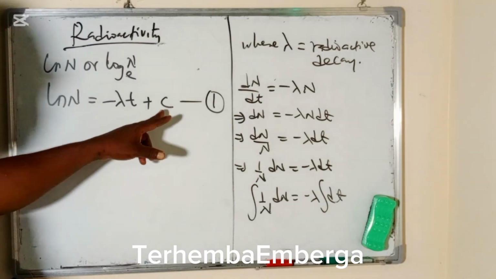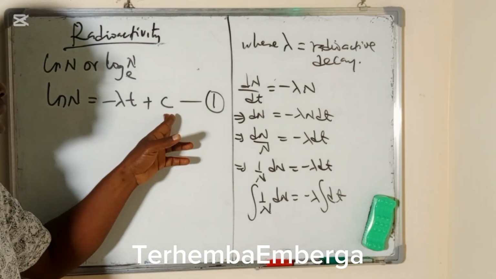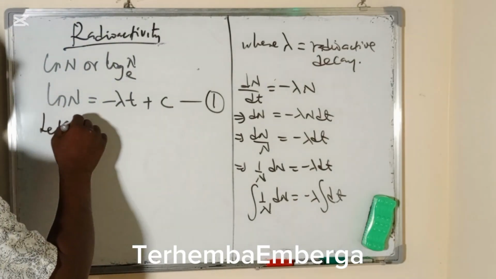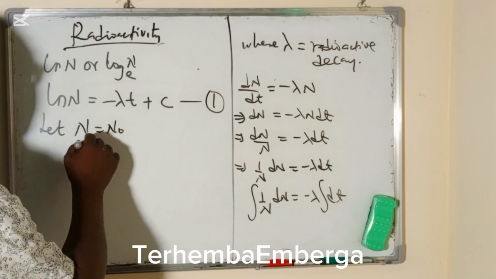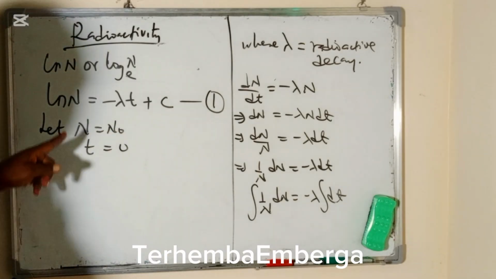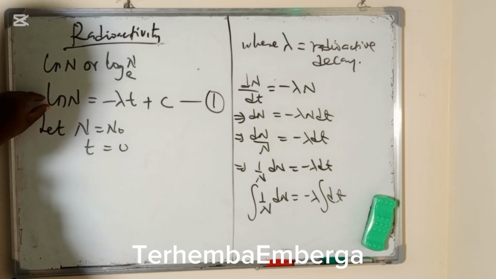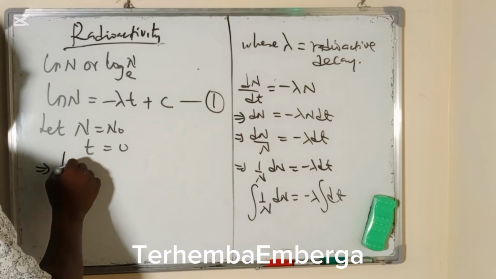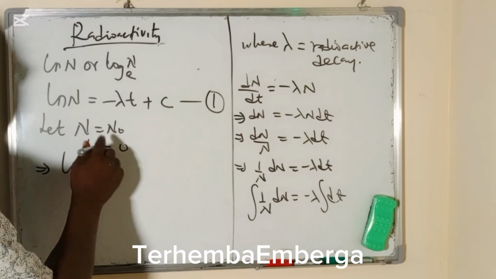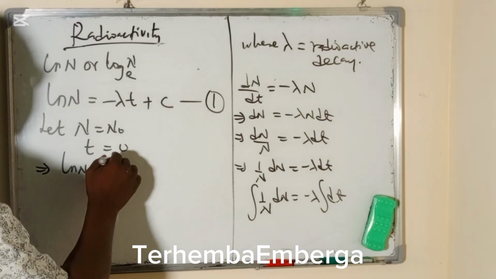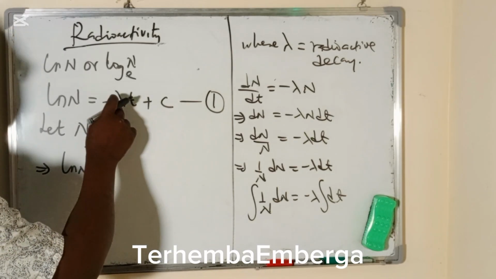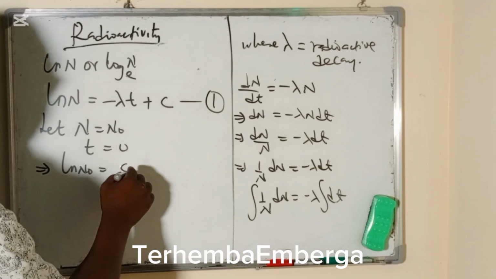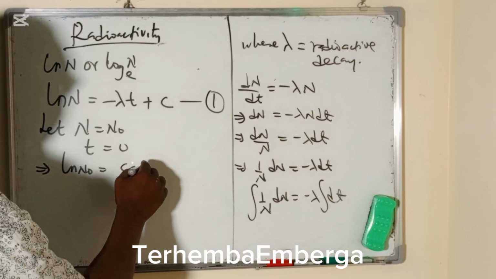We have arrived at this point where we don't know what c is. It's a constant of integration, so we need to look at it. At this point, we say let N equal N naught and t equal to 0. If you substitute these parameters into equation 1, it becomes ln N naught equal to, the whole of this becomes 0, because anything multiplied by 0 is 0. So we have ln N naught equal to c, and that will be our equation 2.